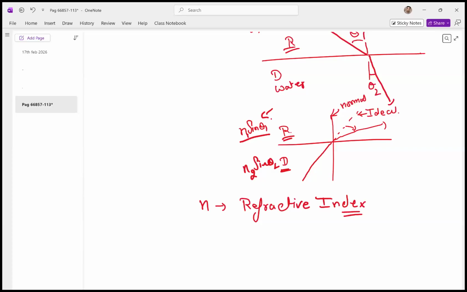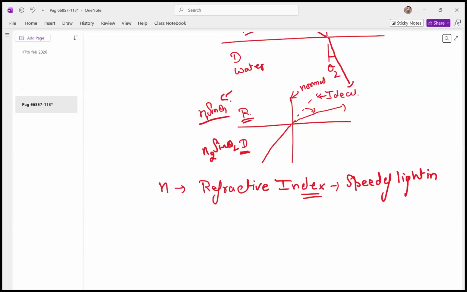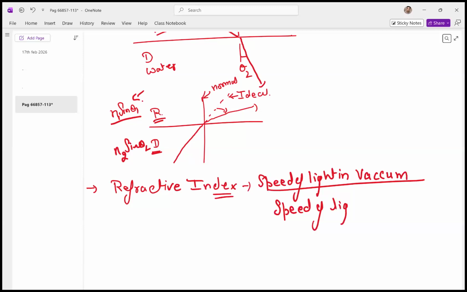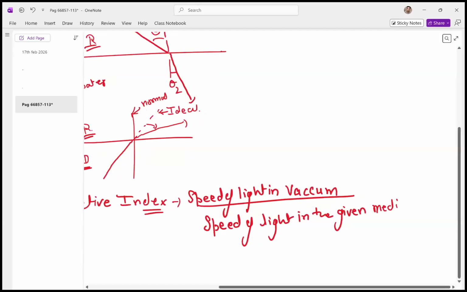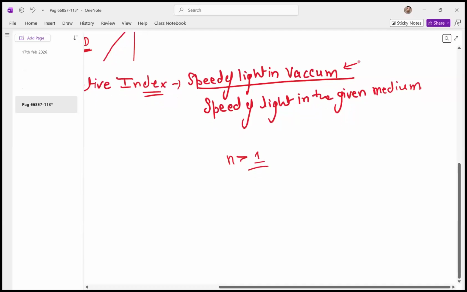I'll quickly tell you one more time what refractive index means. This means the speed of light in vacuum divided by the speed of light in the given medium. And refractive index will always be greater than 1 because the speed of light in vacuum is the highest. Nothing can be more than that.